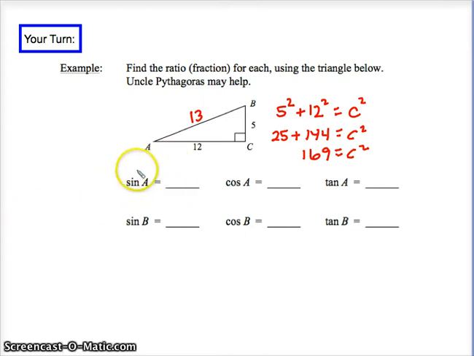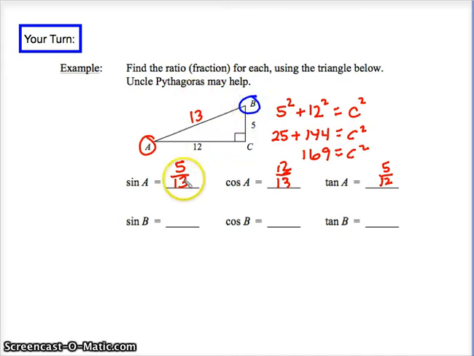All right, let's see how you did. The sine of A is the opposite over the hypotenuse, 5 over 13. The cosine of A is my adjacent over the hypotenuse. Oh, sorry about that, let me fix my writing. It's 12 over 13. The tangent of A is the opposite over the adjacent. It's 5 over 12.